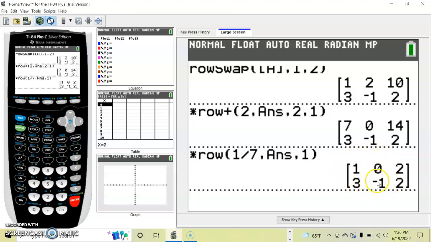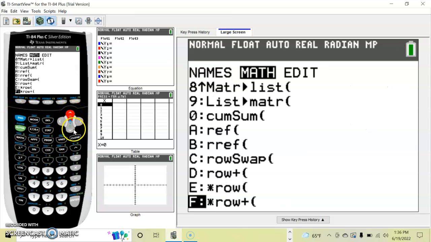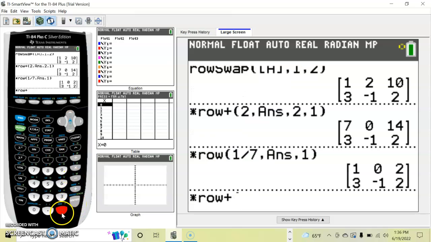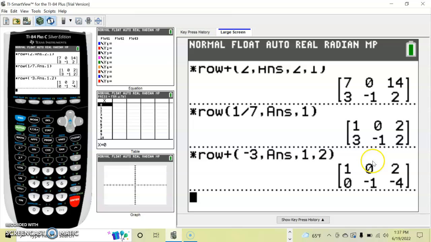So now I'm going to make this bottom row look a little better. I'm going to use that same times row plus command. So I'm basically going to take -3 times the first row and add it to the second row so that I can get rid of this 3. So do the times row plus. And so we're multiplying by -3, so that goes first. The matrix we're going to be doing this command on is the last matrix that we use, so answer. We're multiplying -3 by row 1 and then adding it to row 2. Okay, and so we're almost there.